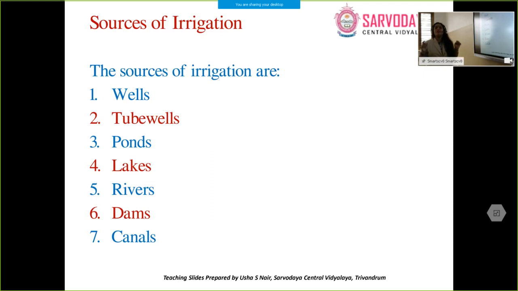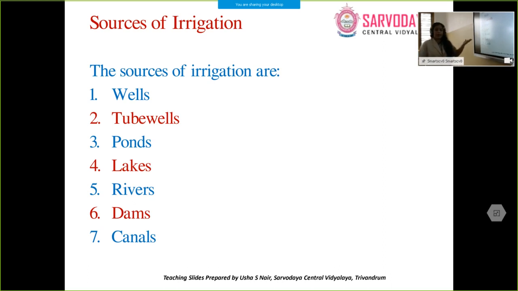Now there are different sources of irrigation, types of irrigation. I'm sure your text must be open. You can see, and I've given images also. The sources of irrigation are wells, sure, wells all of you know, tube wells, ponds, lakes, rivers, dams and canals. These are the sources of irrigation. Through such sources, the water will reach the crop.